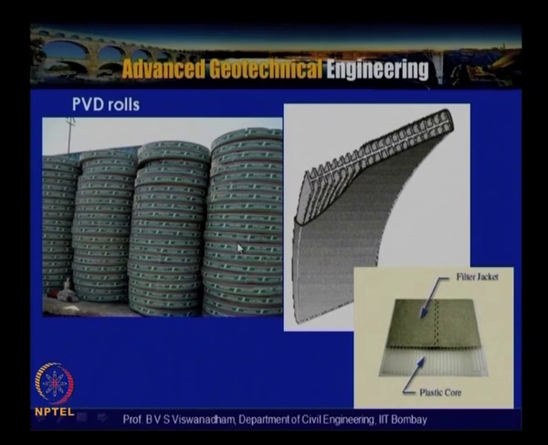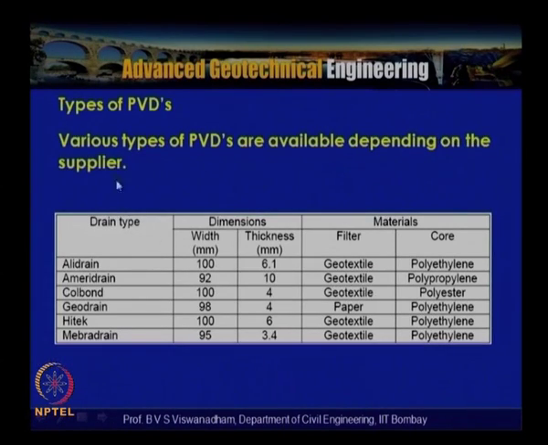So these are the PVD rolls which are displayed here. They come in a number of certain roll lengths, and this is the core. Different manufacturers have different core styles, and this is the jacket, which is the filter jacket, made of nonwoven geotextile, and these are the types of PVDs. The widths range from 92 to 100 mm, and thickness ranges from 3.4 to 6.1 mm.